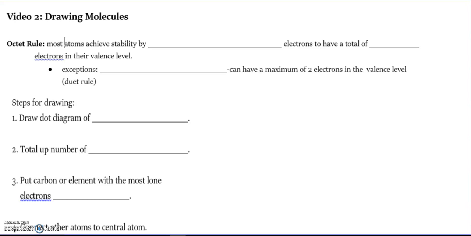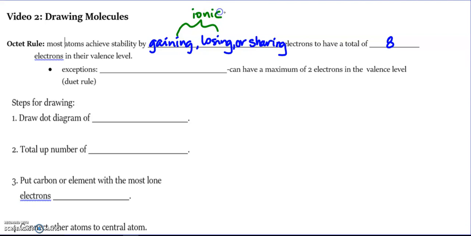This rule states that most atoms achieve stability by gaining, losing, or sharing electrons to have a total of 8 electrons in their valence level. So the gaining and losing happens in an ionic bond, and the sharing happens in a covalent bond. And then they can be shared equally, which would be nonpolar, or unequally, which will be polar.